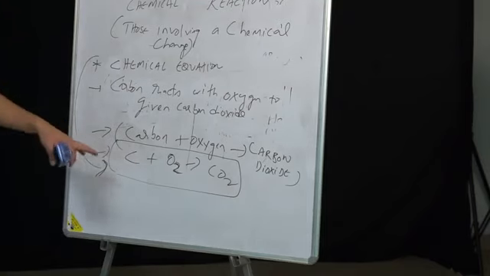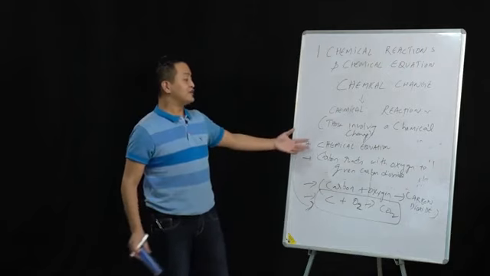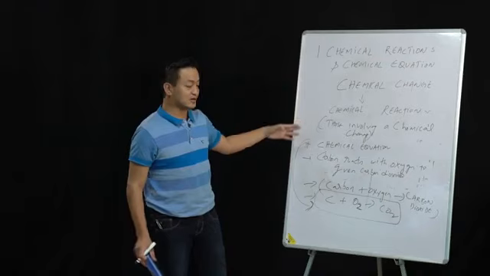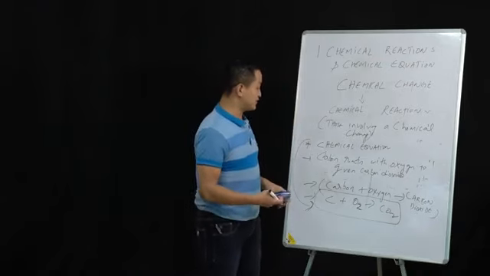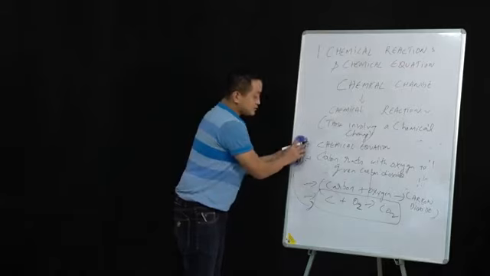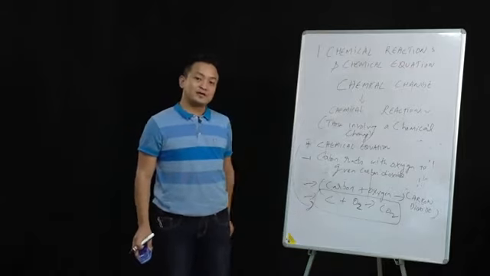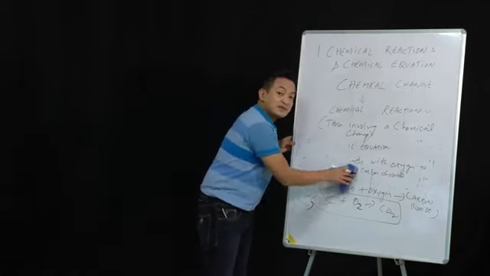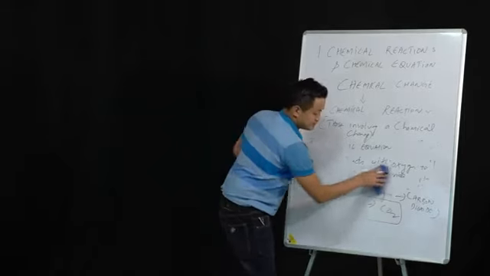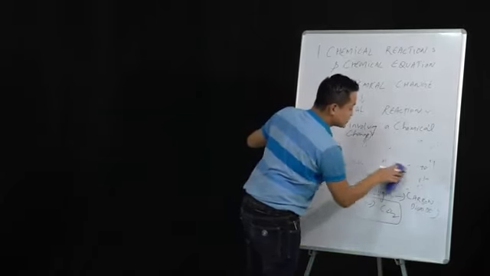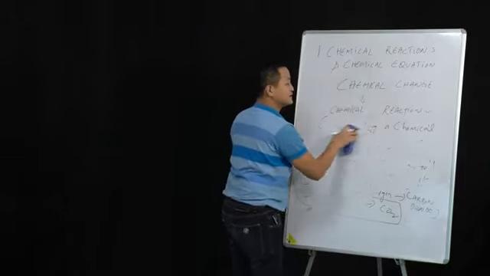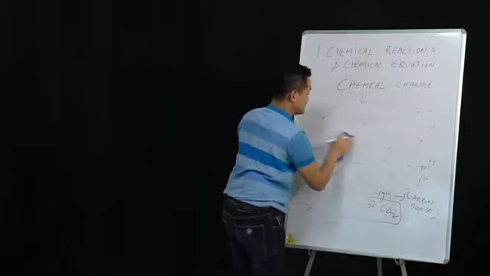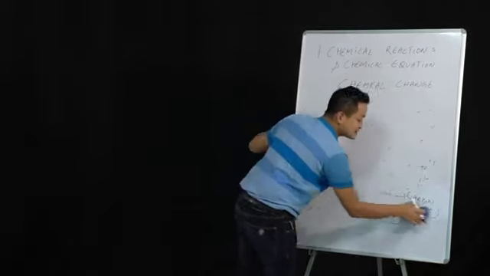This is the example of a chemical equation, and the definition of a chemical equation is a symbolical representation of a chemical change. Clear? Symbolical representation of chemical change. Okay. Now, there are two types of chemical equation: skeletal equation and balanced chemical equation. Students, how many types of chemical equation are there? Two types. Skeletal chemical equation and balanced chemical equation. We will study that in detail.